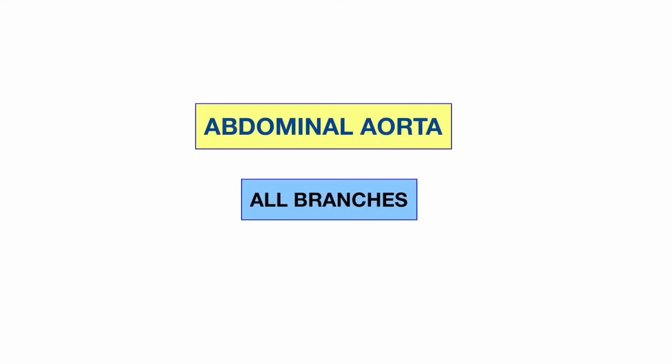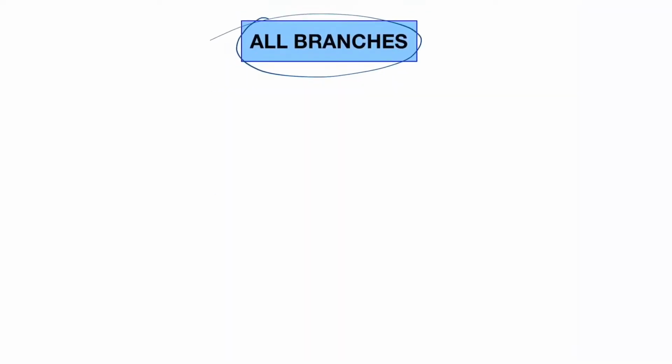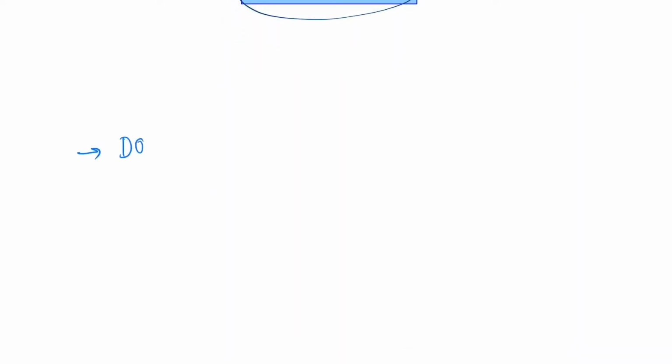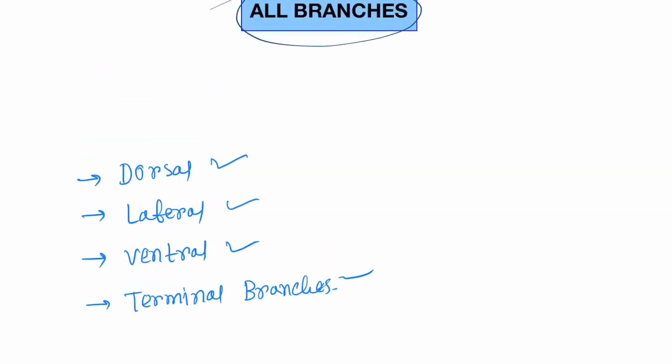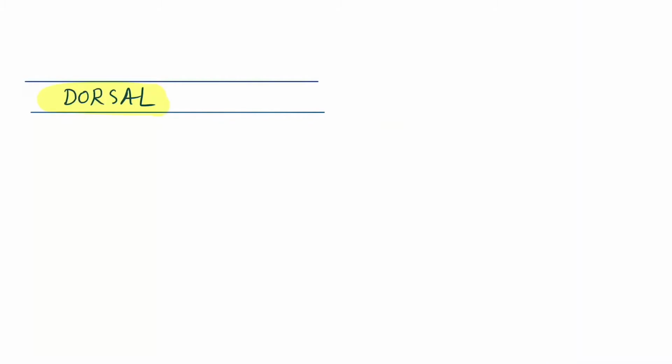Okay, so hello friends, today we are going to discuss all the branches of the abdominal aorta. Mainly they are divided into dorsal, lateral, ventral, and terminal branches. Now see one by one in detail. Let's start with the dorsal branches.